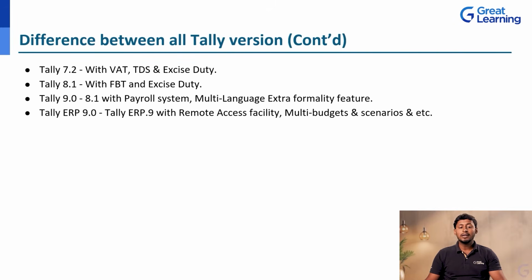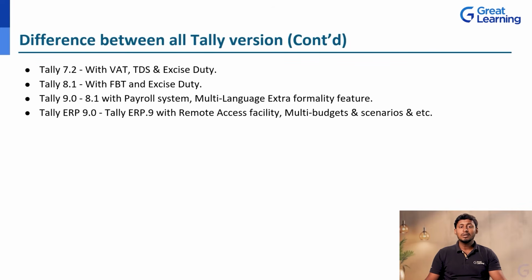Tally ERP 9 with remote access facility. Because in the pandemic situation, almost all organizations moved to remote access, correct? At that time, Tally also introduced remote access for all the employees, or whoever has the authority to use Tally in the organization, and also multi-budgets and scenarios, etc. Multi-budget is nothing but the organization having different kinds of budgets. I think you know the meaning of budget, correct?